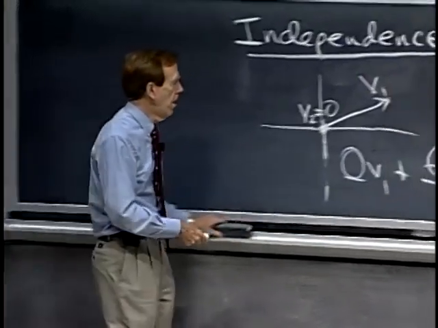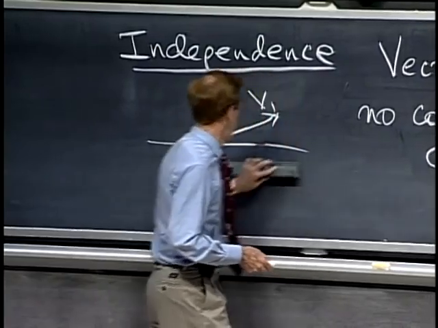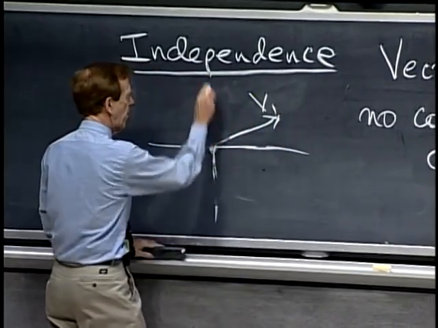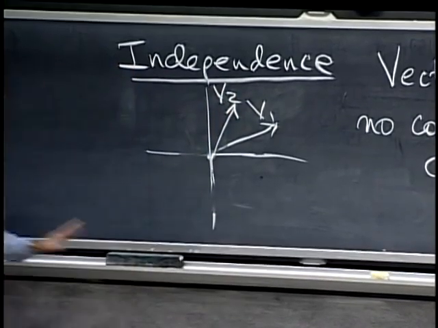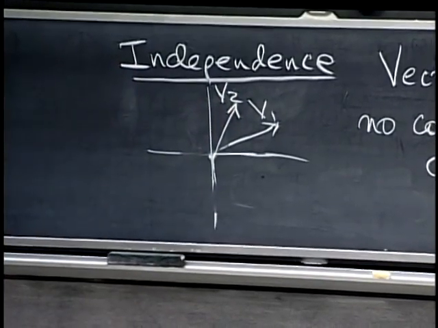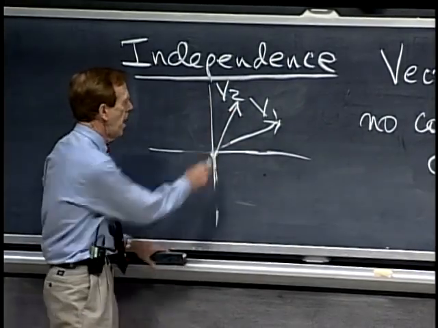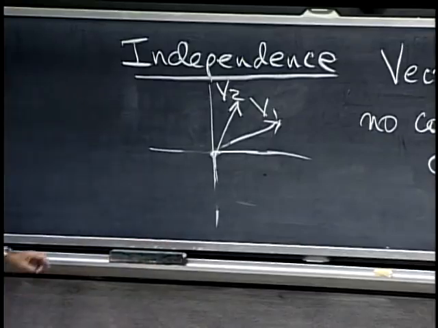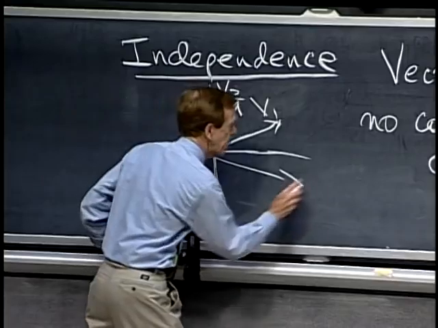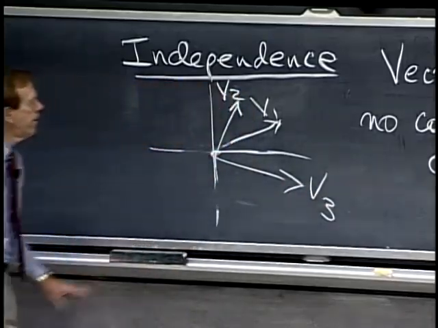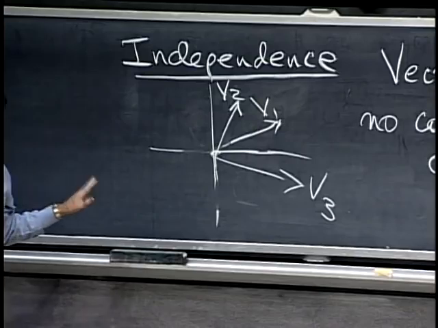Okay. Now, let me finally draw an example where they will be independent. Suppose that's v1 and that's v2. Those are surely independent, right? Any combination of v1 and v2 will not be 0 except the 0 combination. So those would be independent. But now let me stick in a third vector, v3. Independent or dependent now, those three vectors?